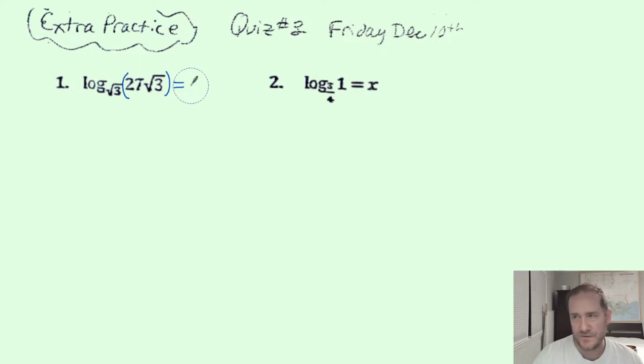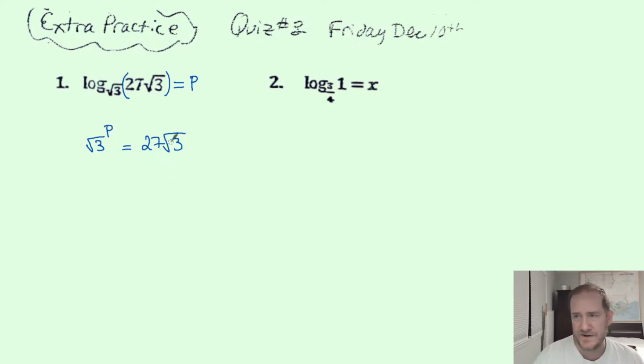Go ahead and set this equal to x, or whatever other variable you want. You might want to think of it as a power, so let me make it p. You can use any variable you want, but it's going to be root 3 to that power of p equals 27 root 3.